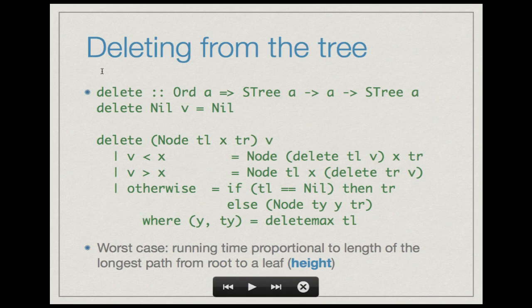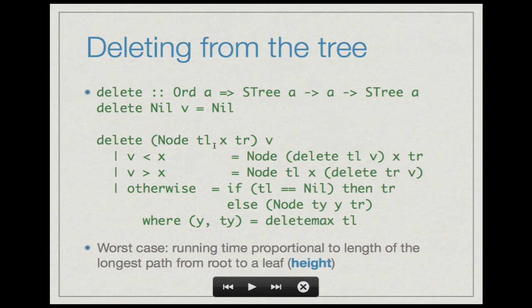Having defined how to delete the largest value in a subtree, let's return to the original task, which was to delete an element from a tree. Delete is a function whose signature is Ord a implies S3 a arrow S3 a. Delete nil v equals nil. If you want to delete v from the empty tree, you do not have to do anything.